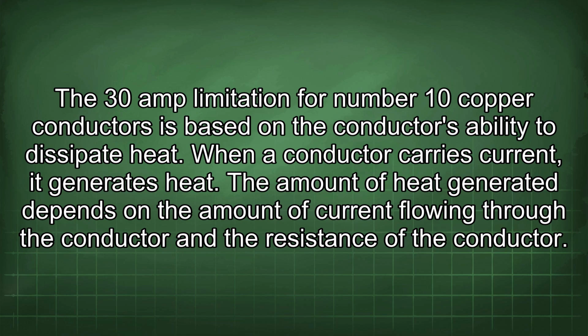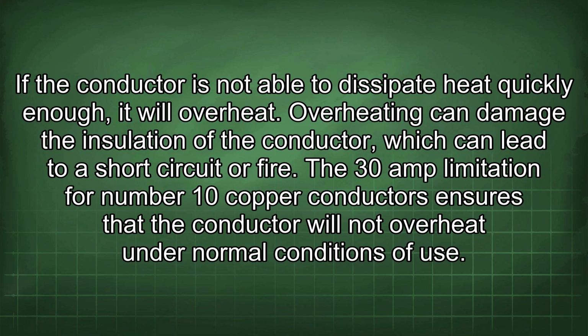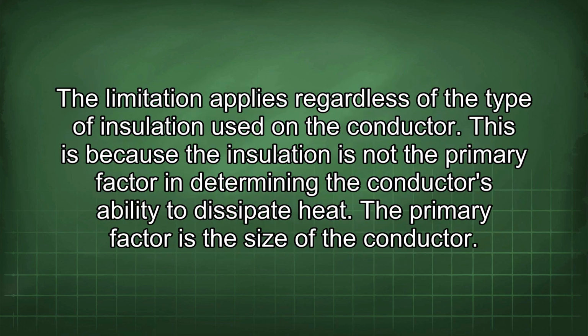When a conductor carries current, it generates heat. The amount of heat generated depends on the amount of current flowing through the conductor and the resistance of the conductor. If the conductor is not able to dissipate heat quickly enough, it will overheat. Overheating can damage the insulation of the conductor, which can lead to a short circuit or fire. The 30 amp limitation for number 10 copper conductors ensures that the conductor will not overheat under normal conditions of use. The limitation applies regardless of the type of insulation used on the conductor.